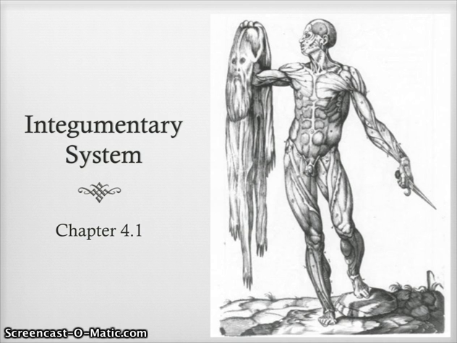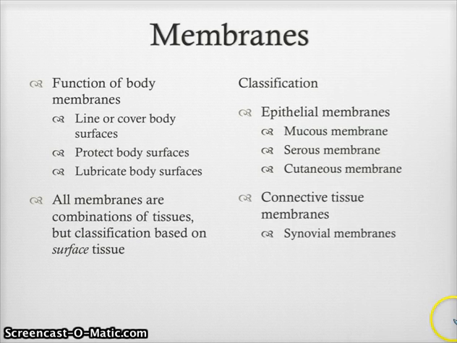Now, a couple of sides. We're going to first talk about membranes. So when we talk about membranes, a couple things you want to note is functions. We are basically lining or covering body surfaces, okay? We're protecting body surfaces, and we're lubricating body tissues, and all membranes are combinations of tissue. Classification is based on the surface tissue, okay? So these are combinations of tissues.